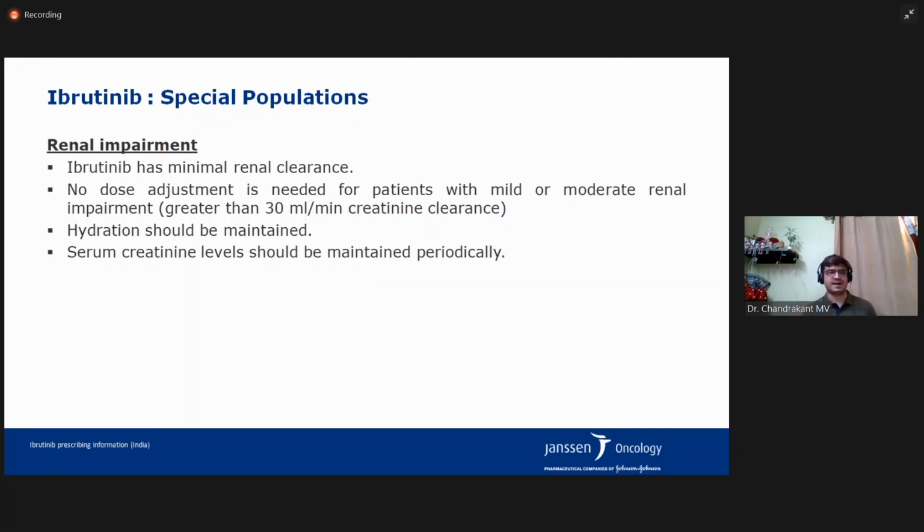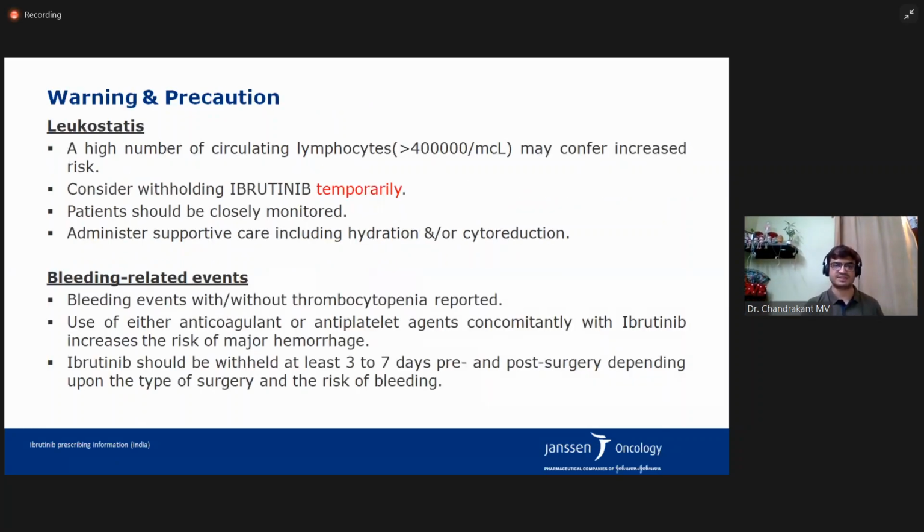So ibrutinib has minimal renal clearance, as I was saying. There is no dose adjustment required if the creatinine clearance is above 30, and hydration should be maintained, and serum creatinine levels should be monitored periodically. We must look for tumor lysis syndrome if the disease burden is high.